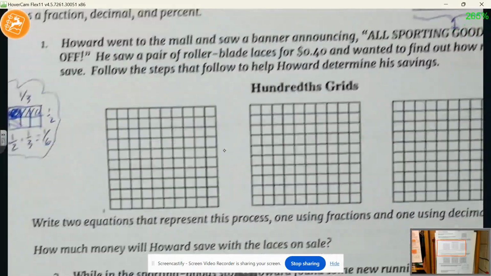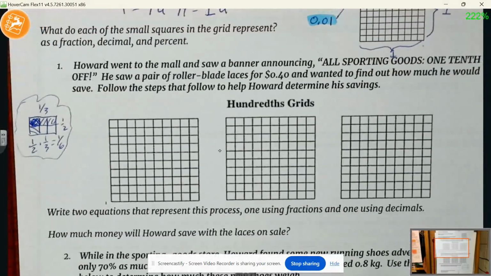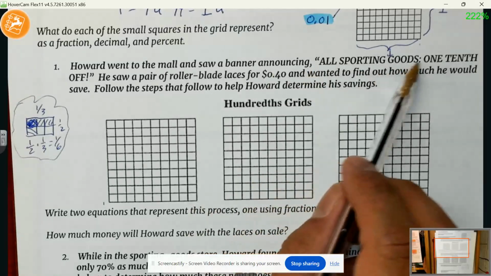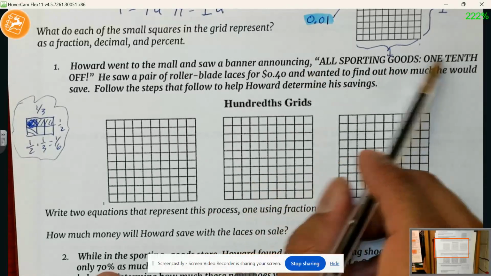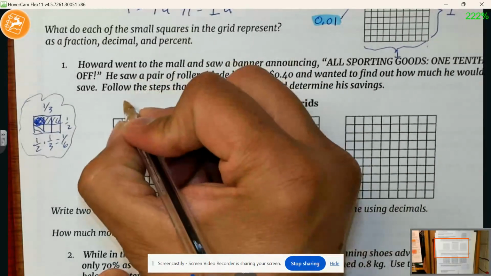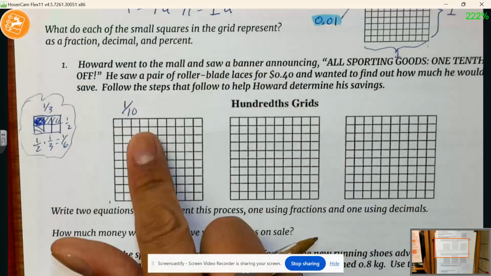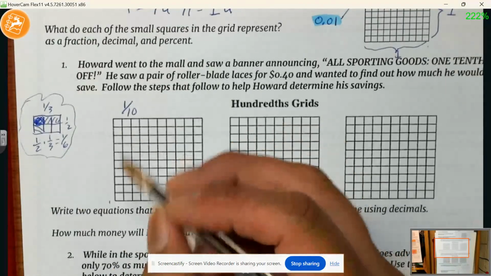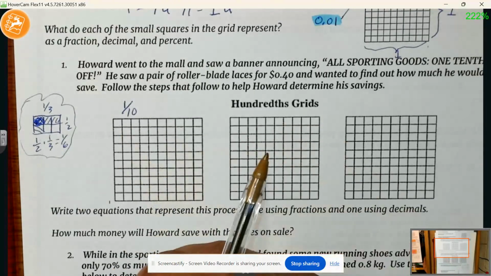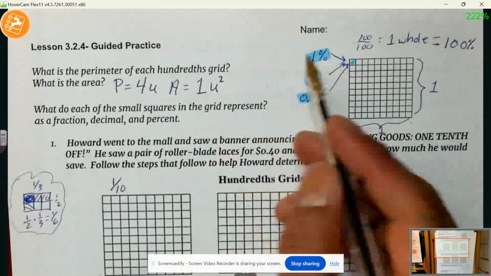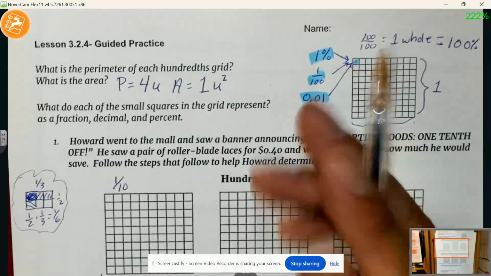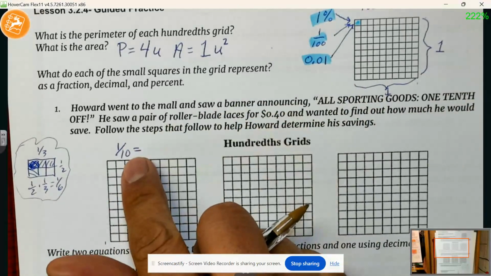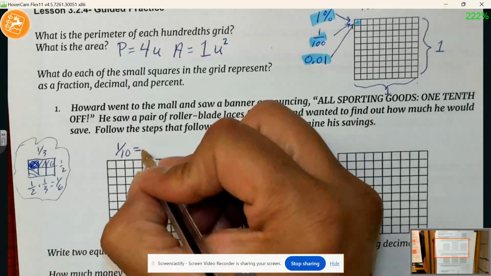So if I want to show this situation in the same manner, I want to show first all sporting goods 1/10 off. So what I want to show is 1/10. Okay, and I have a hundredths grid. So 1/10, how many of these would I shade in to show 1/10? Well, I'm not sure because this is 1/100th. I'm not sure, so let's look at it as a percent. What would 1/10 be as a percent? And that's 10%.